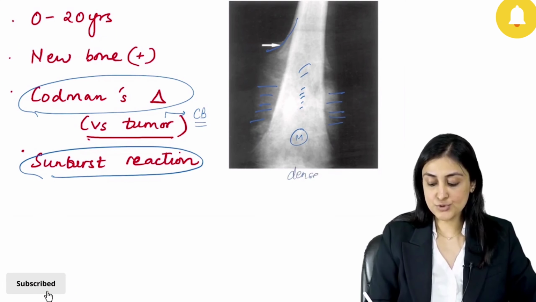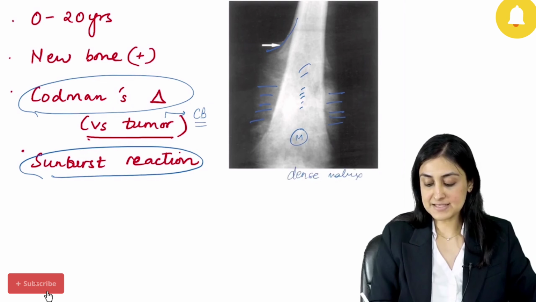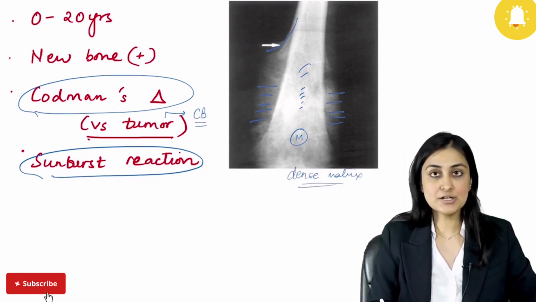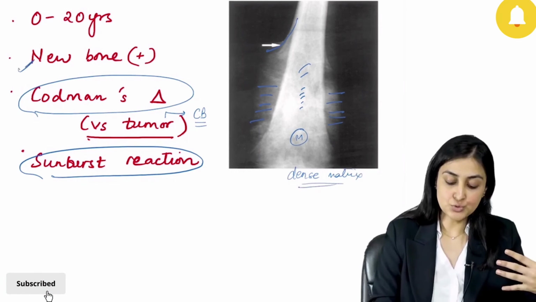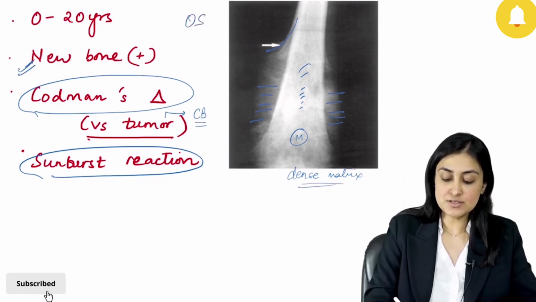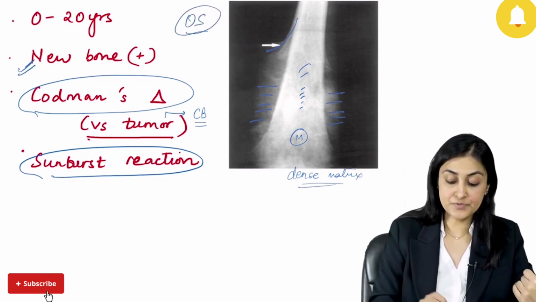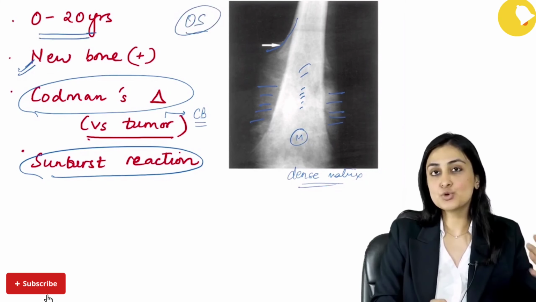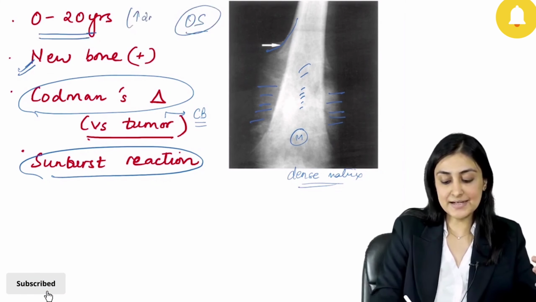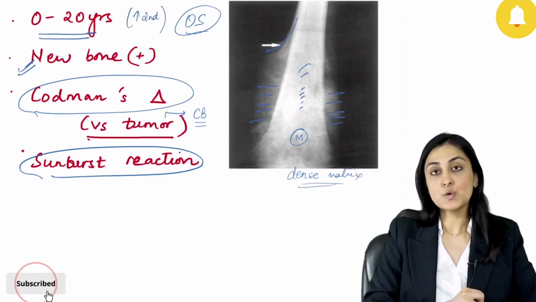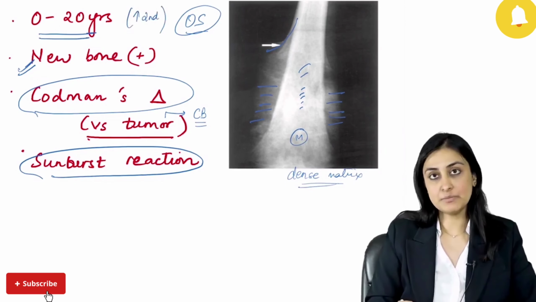How do I know it's osteosarcoma? It will have this dense matrix. You see how dense it looks? That is suggestive of new bone formation. Right, so this is how osteosarcoma will appear. The age group is again 0 to 20 years, more in the second decade. Okay, so this is about osteosarcoma, a very important image.